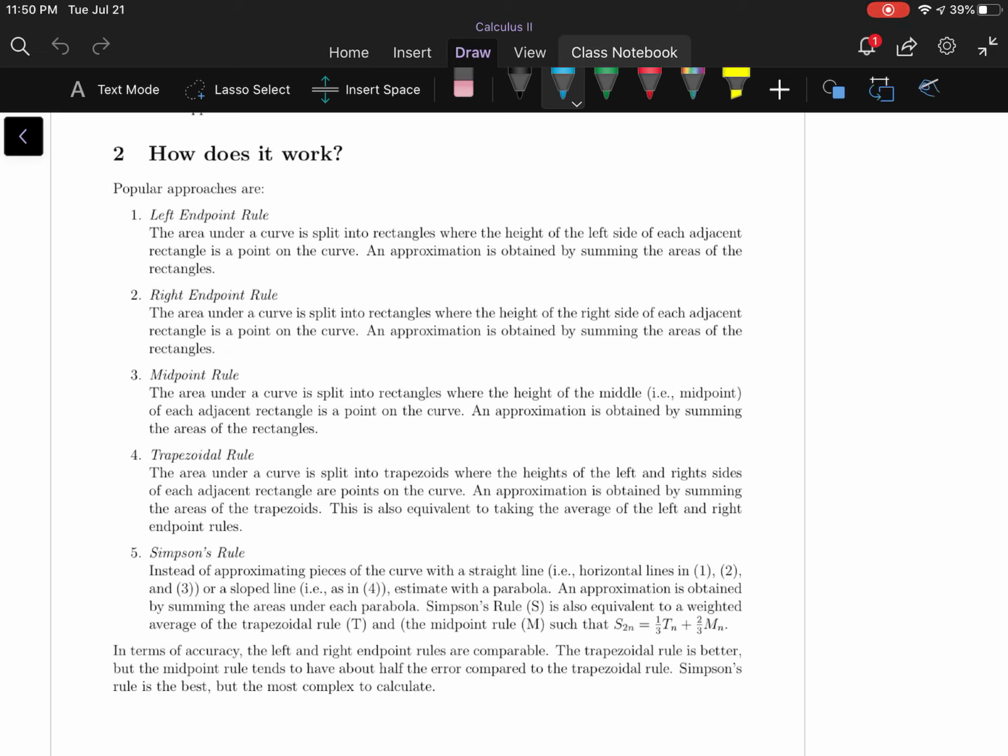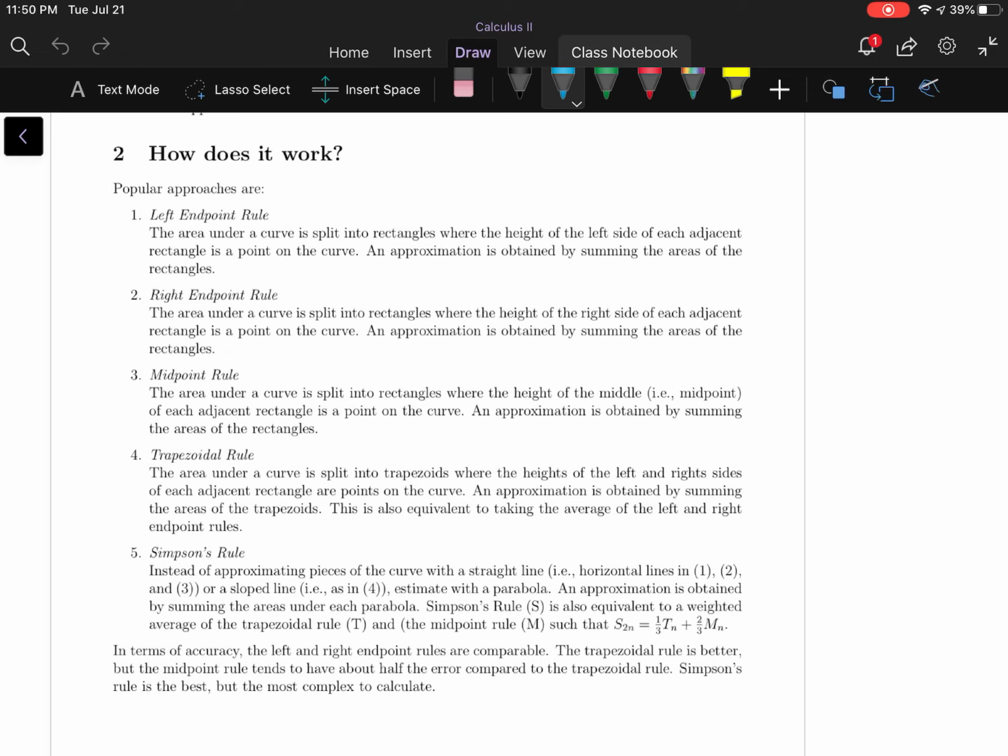To summarize, methods 1 and 2, the left and right endpoint rules, essentially split the area under the curve that you are trying to integrate into rectangles. The left endpoint rule creates rectangles where the left endpoint of the rectangle touches the curve. The right endpoint rule creates rectangles where the right endpoint touches the curve that you're trying to get the area underneath. The midpoint rule creates rectangles where the middle of the rectangle touches the curve.